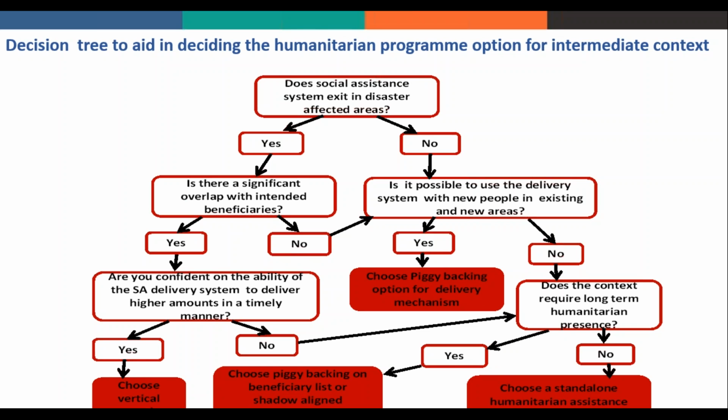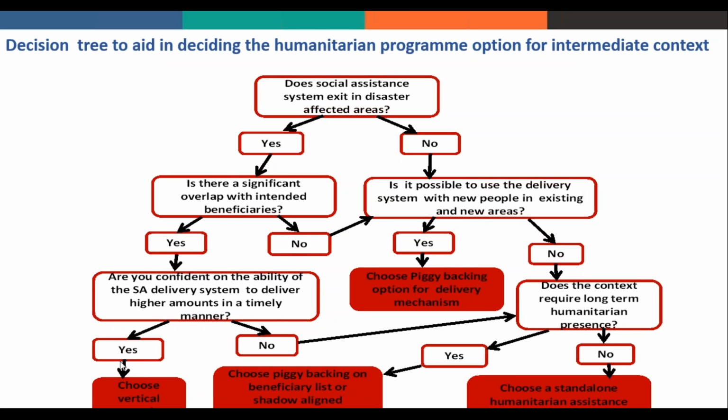But if the answer is no to the first question, on whether social assistance systems exist, then we want to check whether it is possible to use the delivery system with new people in existing areas or in new areas. If the answer is yes, then we might choose the piggybacking option for the delivery mechanism. If the answer is no, then we might want to check. Sorry, I can't see the screen very well, so I'll have to look at my papers here.